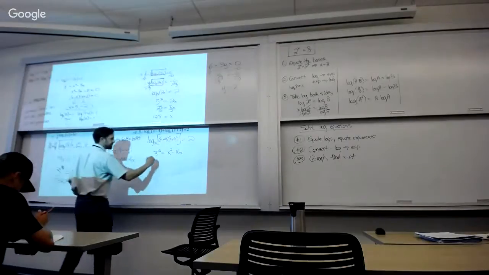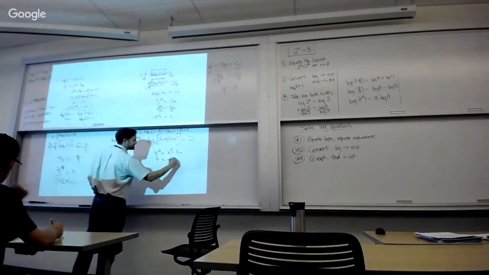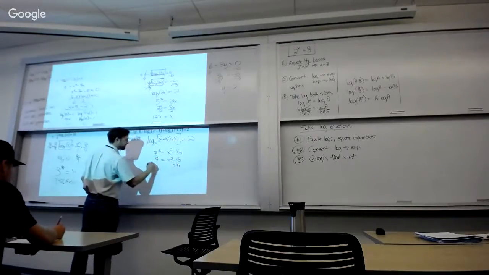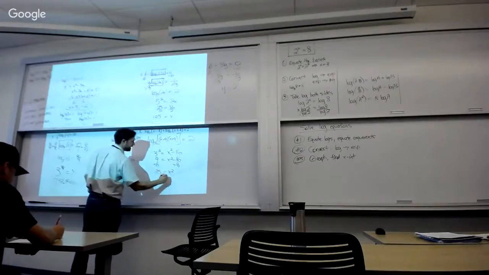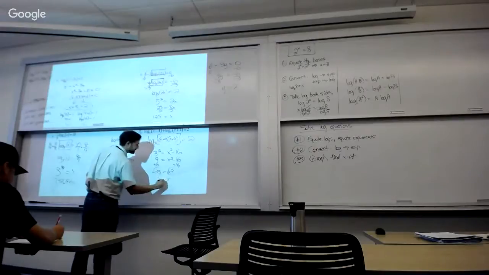So now what? We have 9 equals x squared minus 16. Add the 16 over. X squared equals 25. And square root of both sides, x equals plus or minus 5.